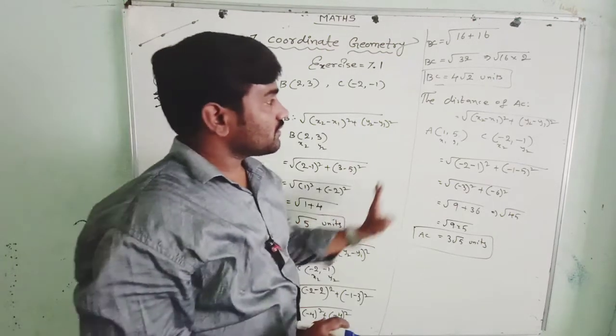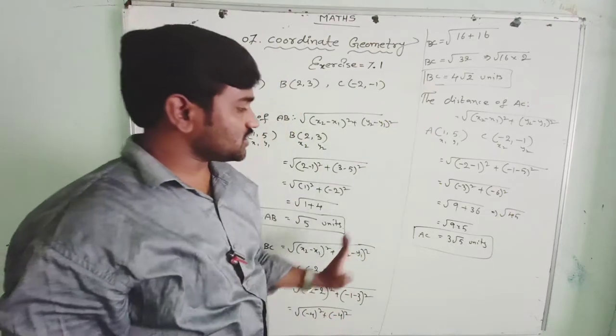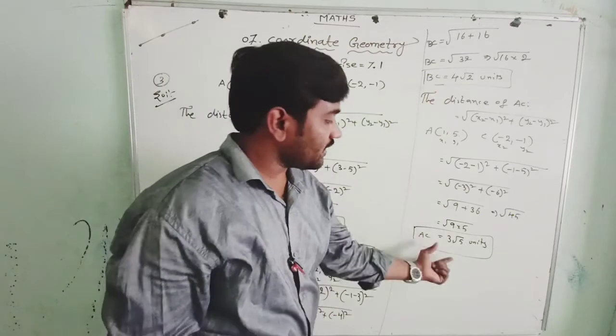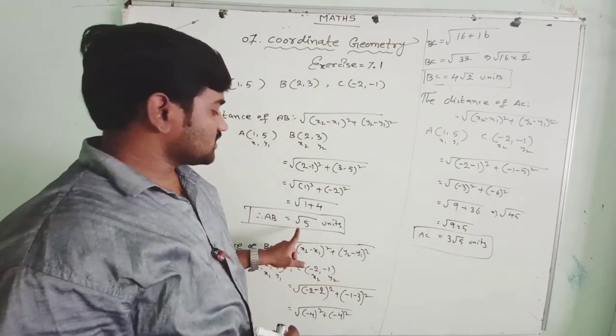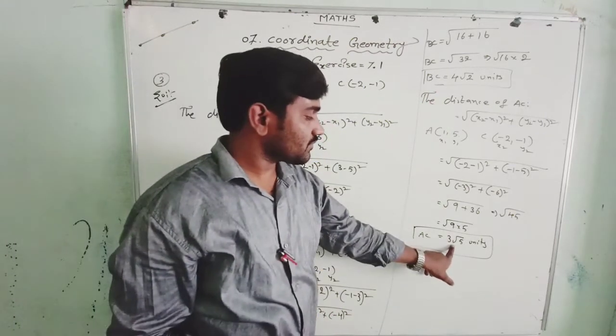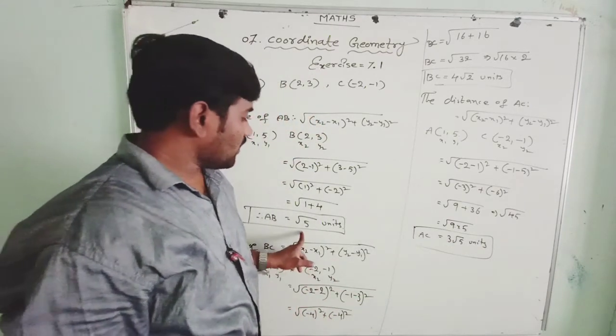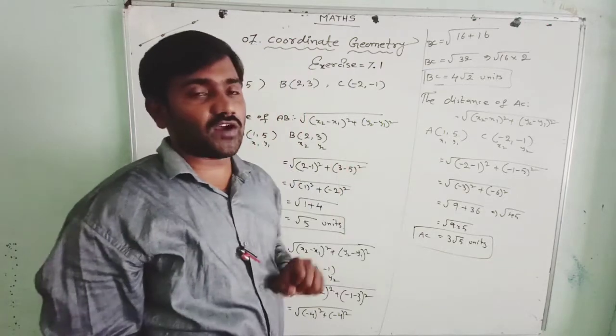Find out: if you add any two distances, you have to get the third distance. Here you got one distance, here one and here one. Suppose this is 1 root 5 and this is 3 root 5. 3 root 5 plus 1 root 5, that is 4 root 5s.